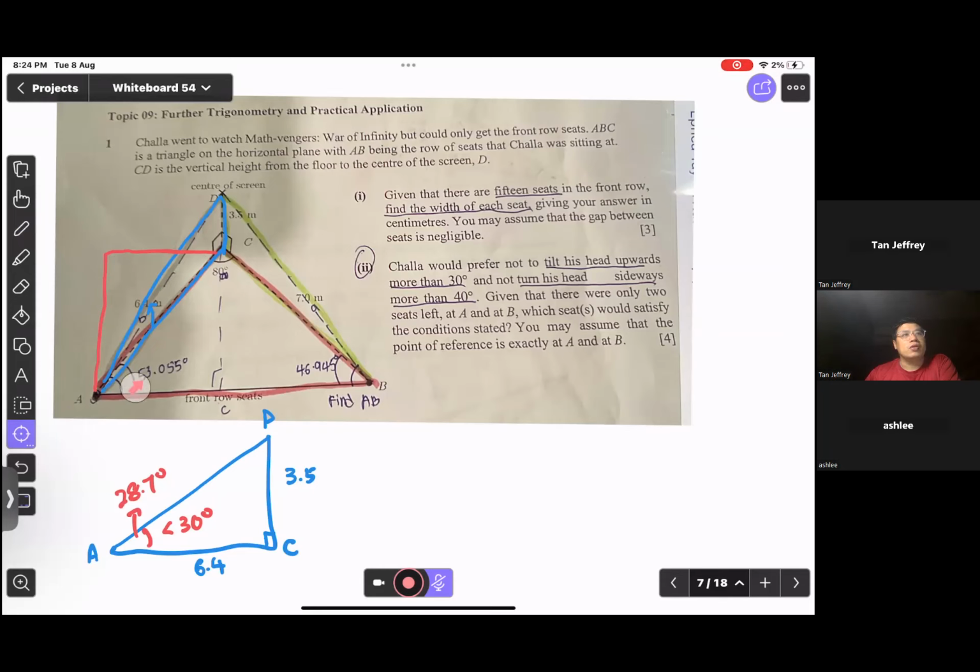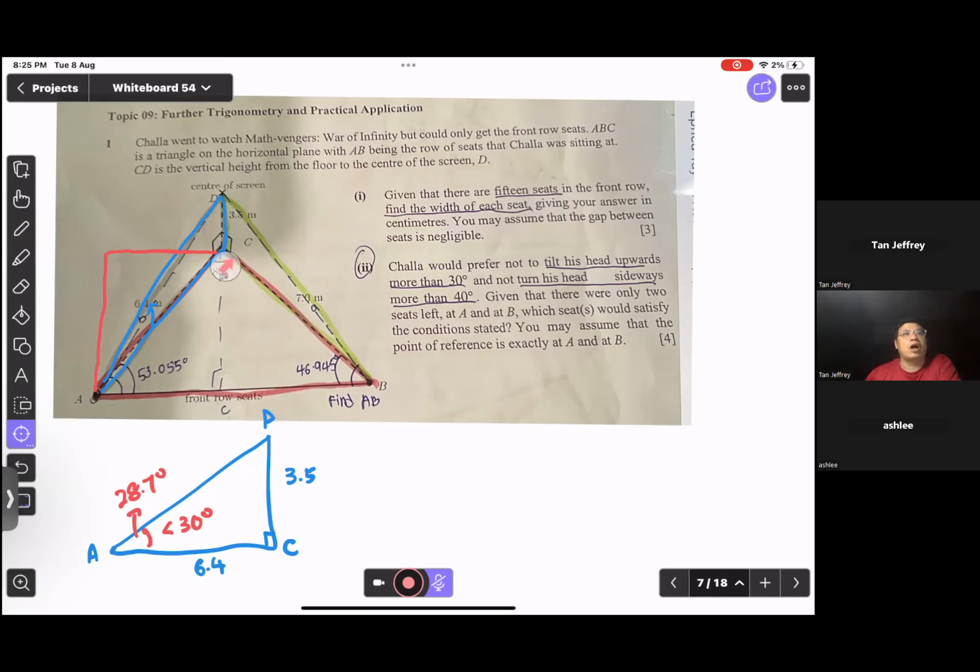Oh, you found this angle, very good. You found this angle, right? Then you take this angle, right? Then you know what you can do? You can actually find this side. If you see what I'm pointing at, you can find this side. Find AC. Find AC, correct.